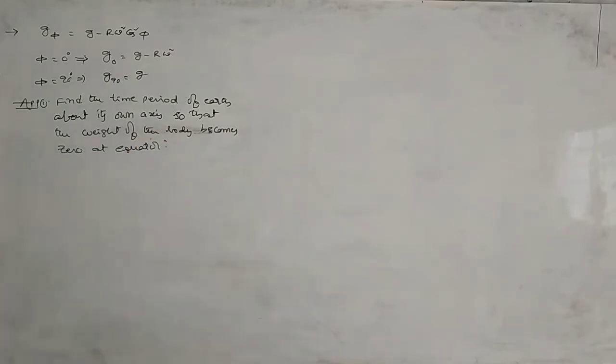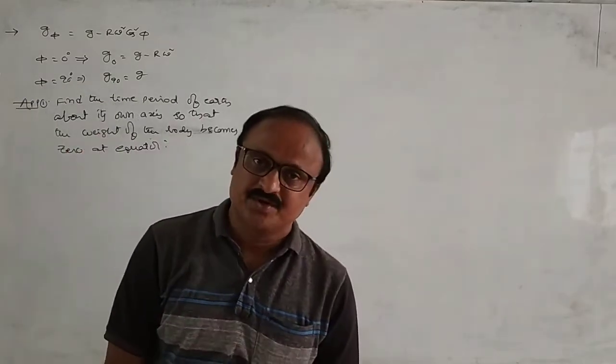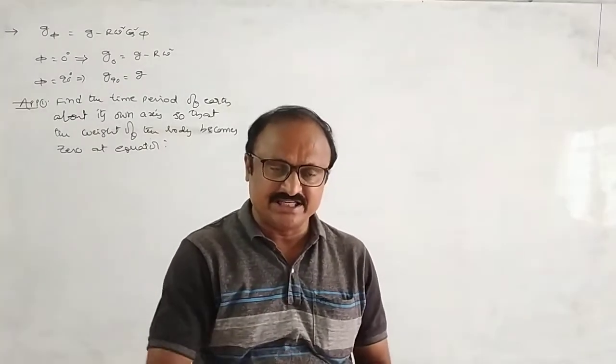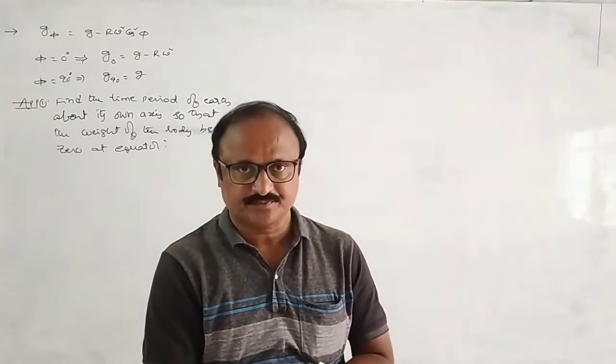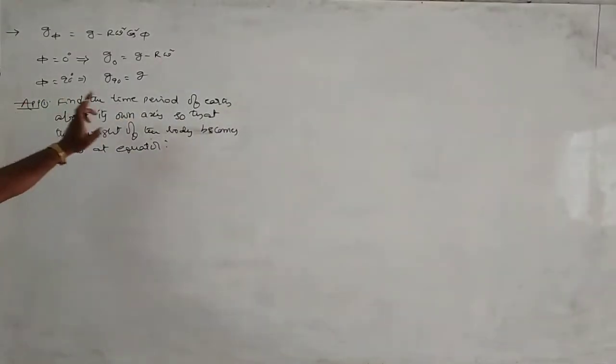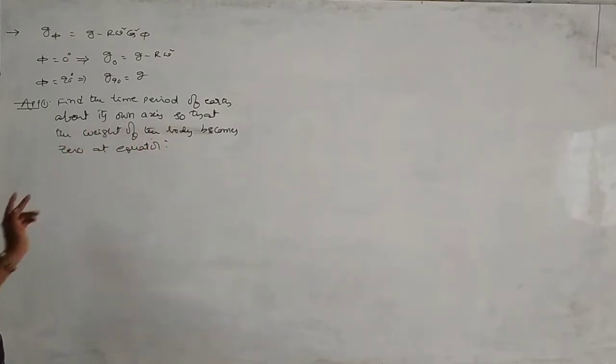Find the time period of earth about its own axis. In general, what is the time period of earth about its own axis? At present, it is 24 hours. Okay. Now, find the time period of earth about its own axis so that the weight of the body becomes 0 at the equator. Right?